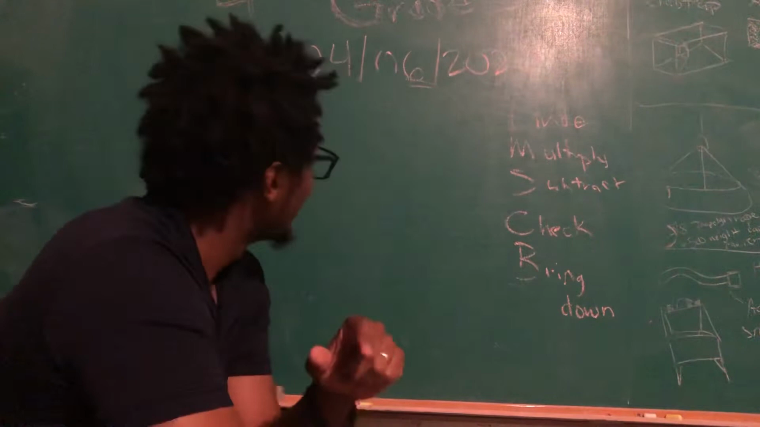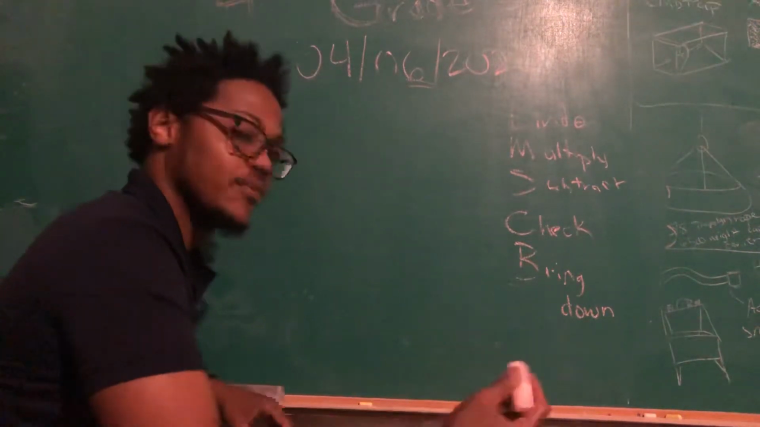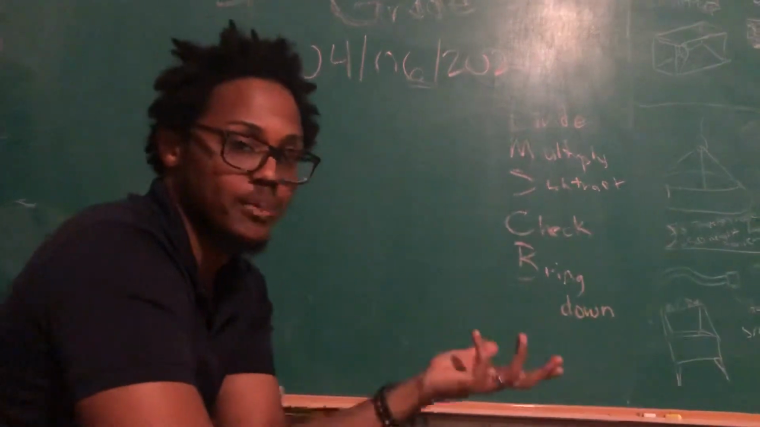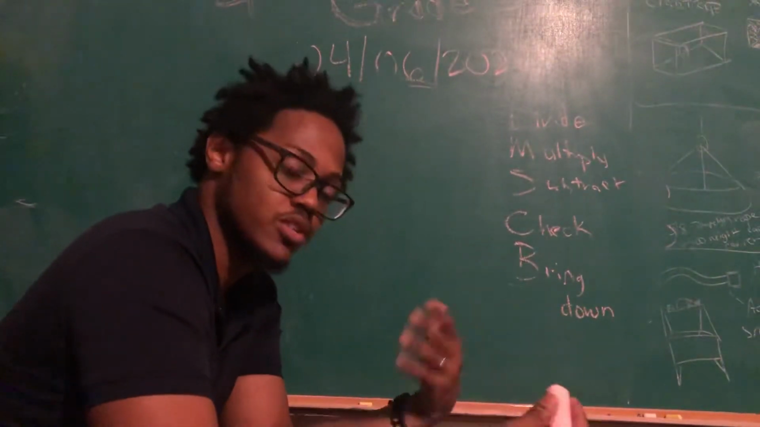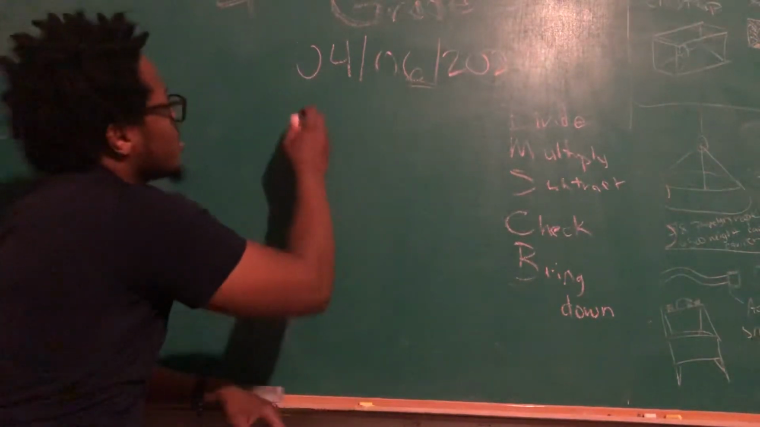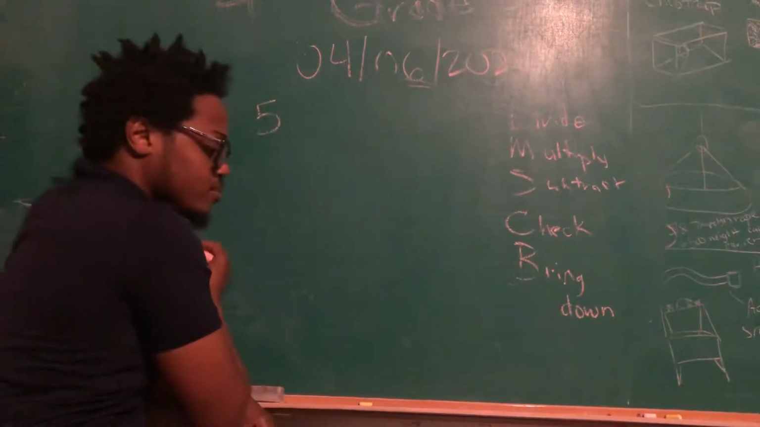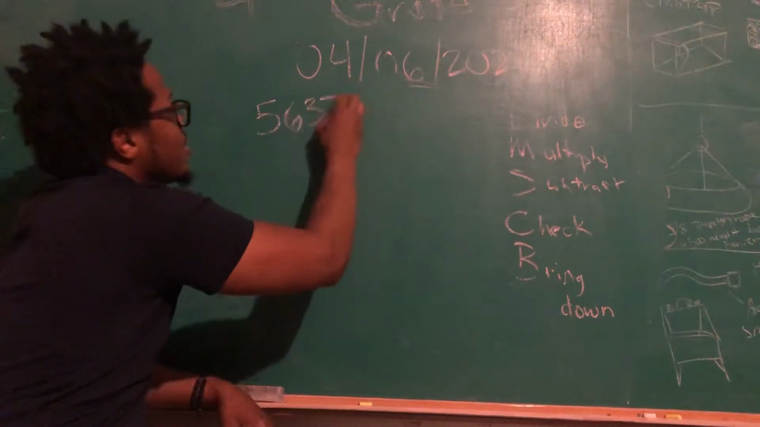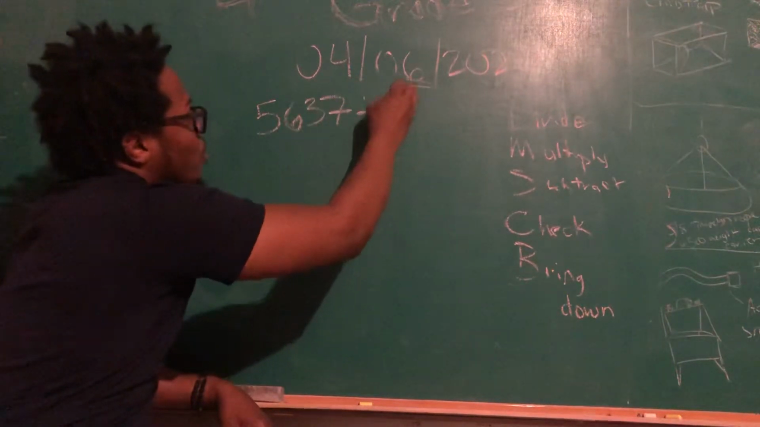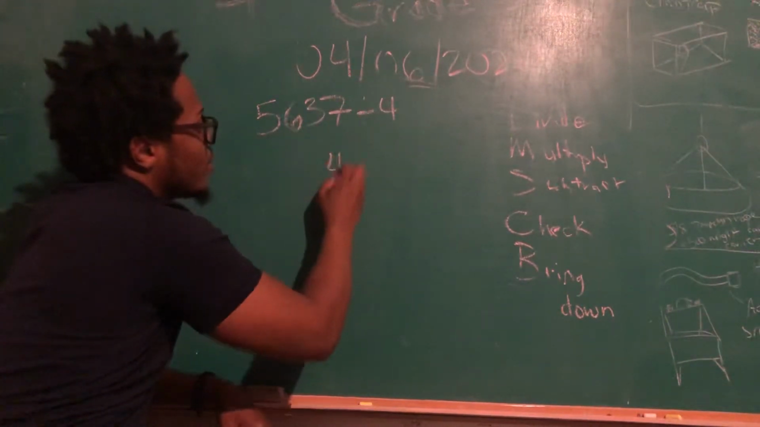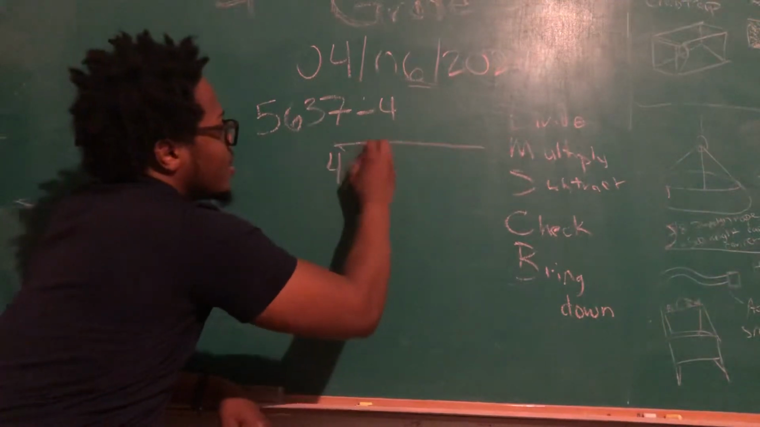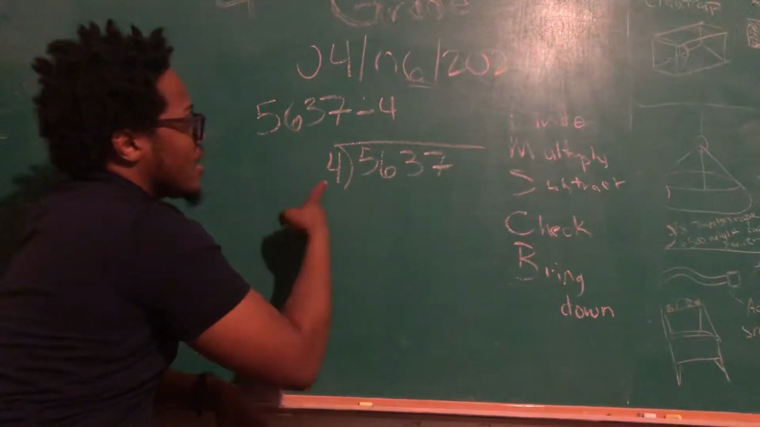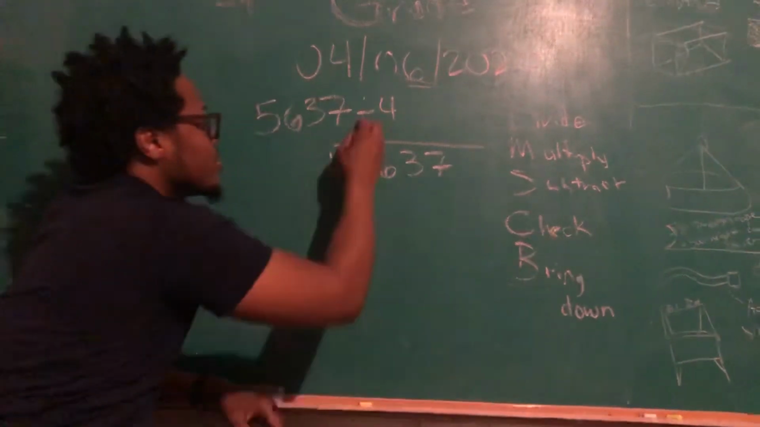Here we go. We got 4-digit by 1-digit numbers. I want to give you one with a remainder. Since I have this up from the last video, I'm going to do the algorithm first, and then we'll use our strategy second, okay? So we have 5,637. We're going to divide that by 4. So if we set it up, we'll have 4 right here, 5,637 there. Then we'll say how many times does 4 go into 5. It goes in there 1 time.